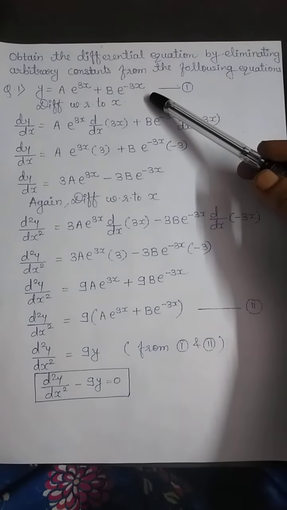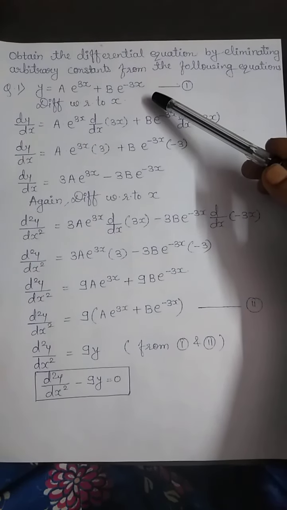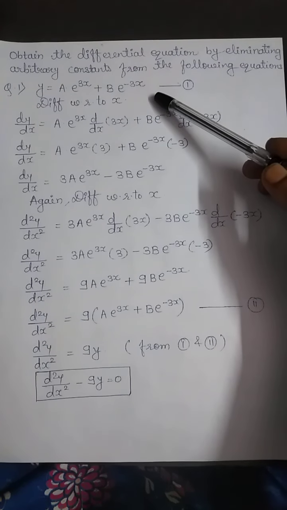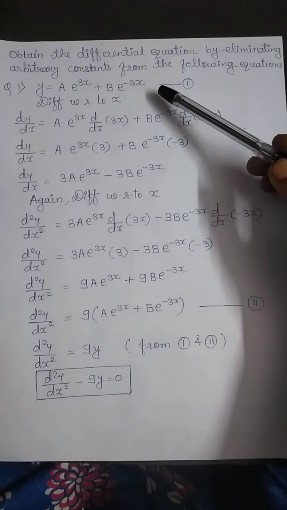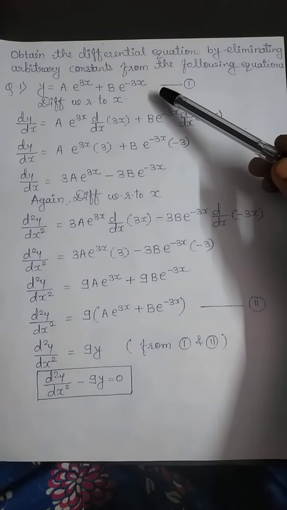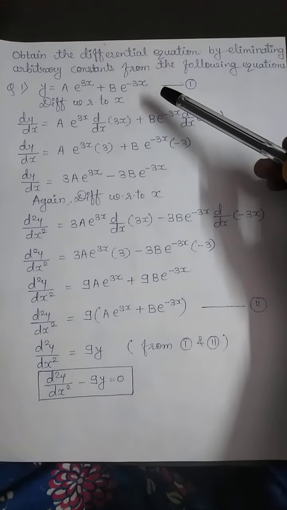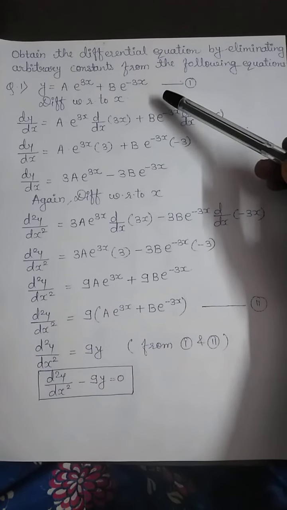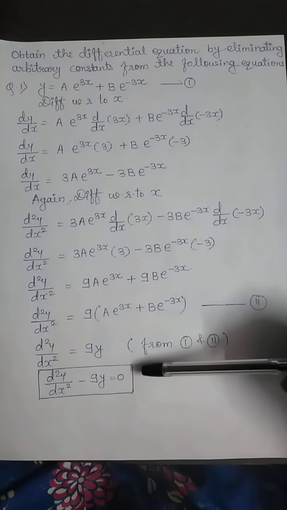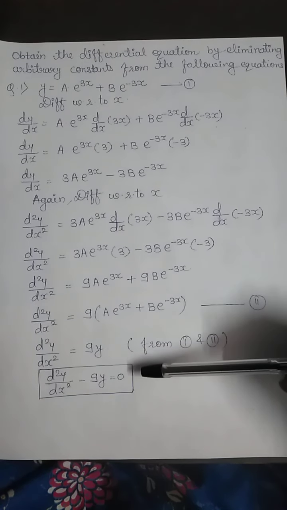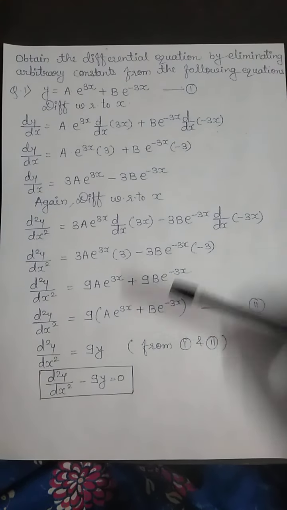Now first we will observe the given equation carefully. Two constants are present in the given equation, so we can differentiate the given equation two times, and after differentiating two times, both the arbitrary constants a and b should be eliminated, and the last equation, whichever will be the differential equation, should be free from the constants.